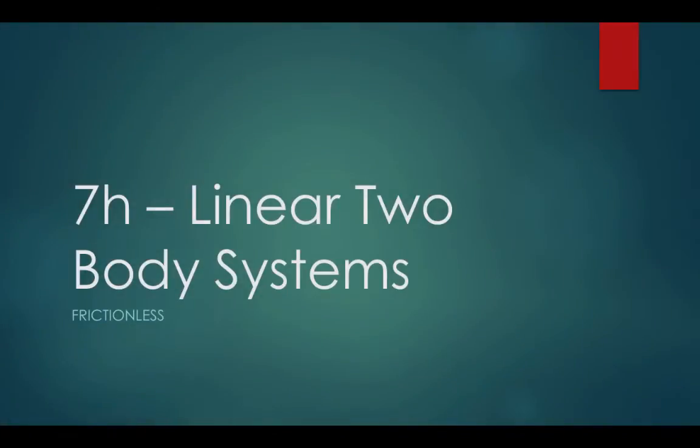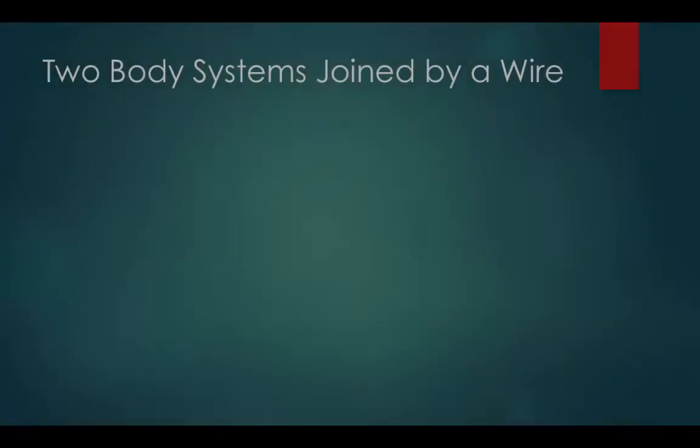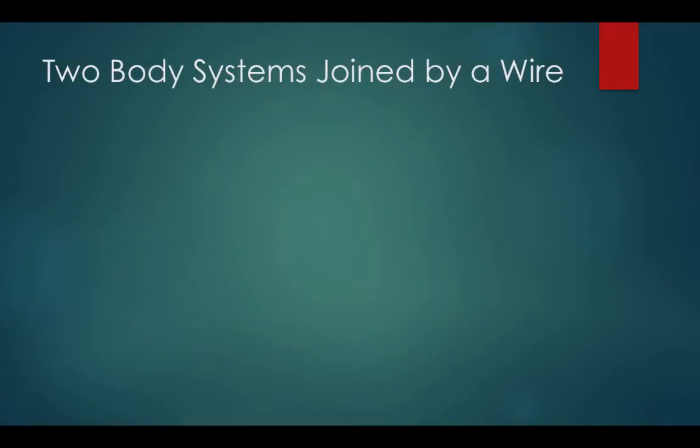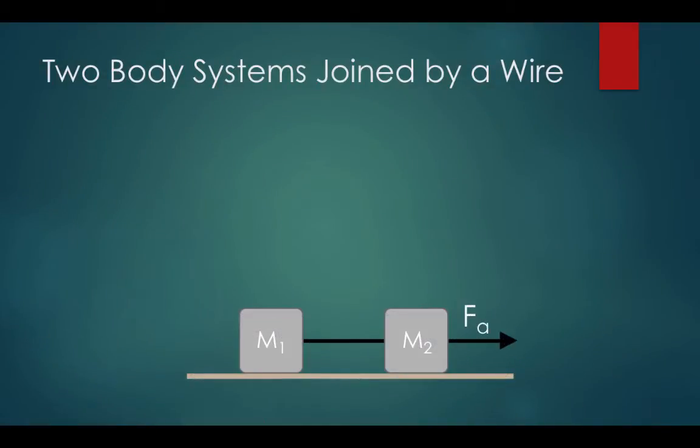Lesson 7H, Linear Two-Body Systems. This will be frictionless examples. Here's an example of a linear two-body system on a frictionless surface. Let's assume the wire is ideal, meaning it's weightless, static, and unbreakable.